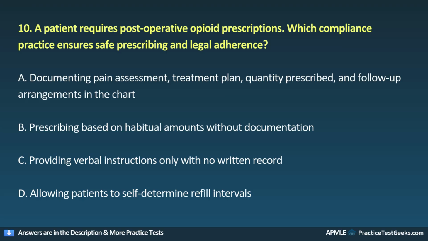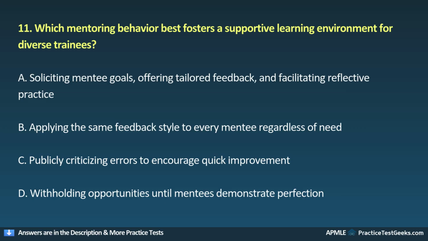10. A patient requires post-operative opioid prescriptions. Which compliance practice ensures safe prescribing and legal adherence? A. Documenting pain assessment, treatment plan, quantity prescribed, and follow-up arrangements in the chart. B. Prescribing based on habitual amounts without documentation. C. Providing verbal instructions only with no written record. D. Allowing patients to self-determine refill intervals.